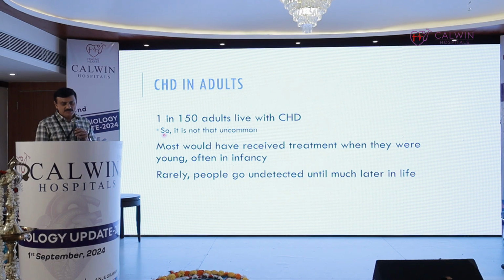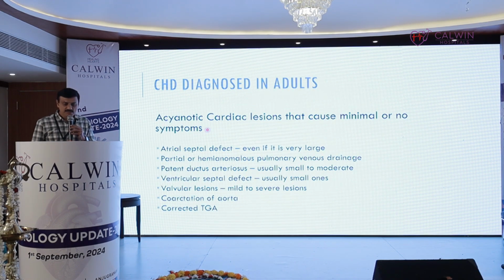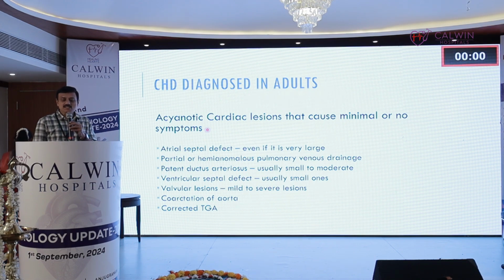So it is 1 in 150 adults who live with congenital disease. It's not that uncommon. Most would have received treatment when they were young, often in infancy. Rarely, people go undetected until much later in life. See, if you see congenital disease in adults, these are the asymptomatic lesions which cause minimal or no symptoms. That's why they grow up as adults with the lesion.